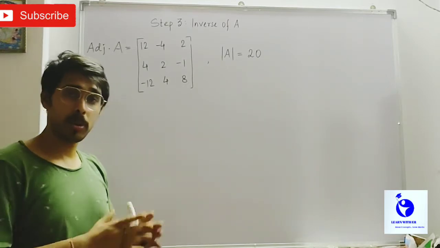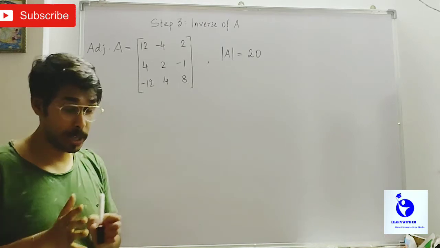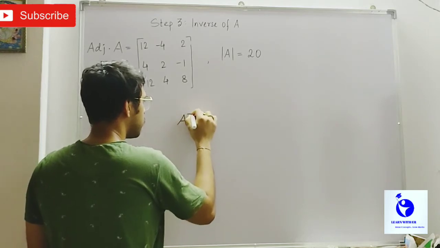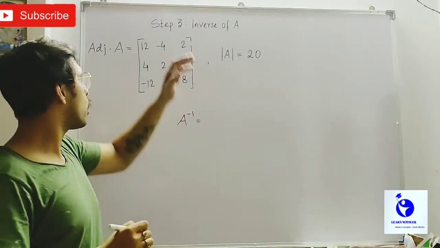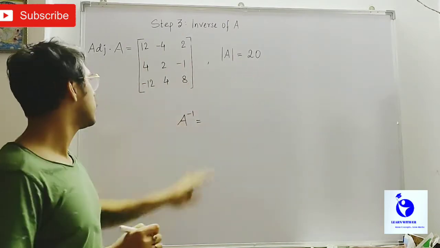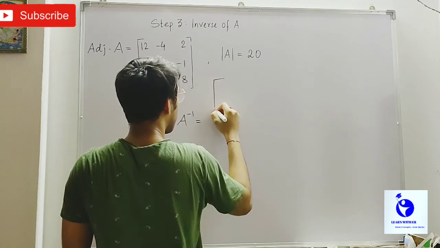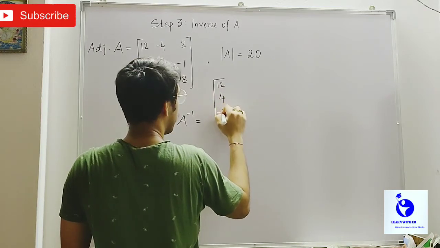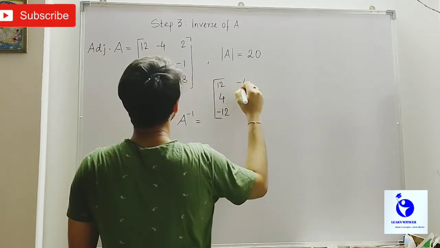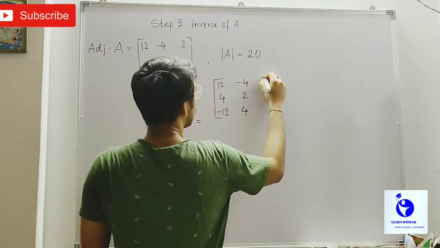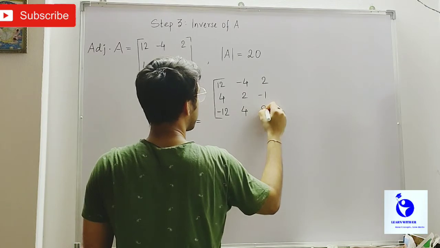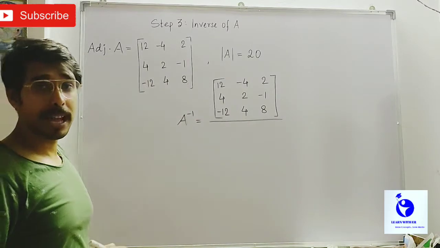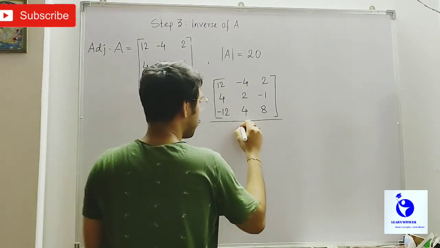So in the first step we had found out the determinant, the second step we have found out the adjoint, and now we are going to use the formula to find out the inverse. So A inverse will be the adjoint divided by the determinant. So the adjoint will be this one. So it is 12, 4, minus 12, minus 4, 2, 4, 2, minus 1, 8. So this is the adjoint of A, and the determinant is 20.